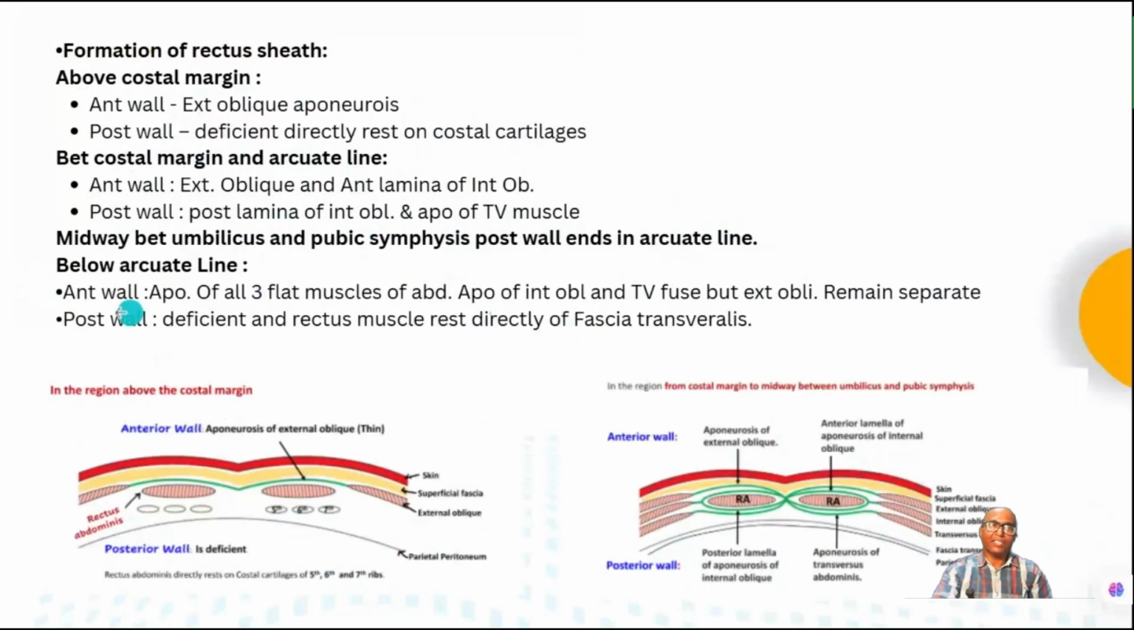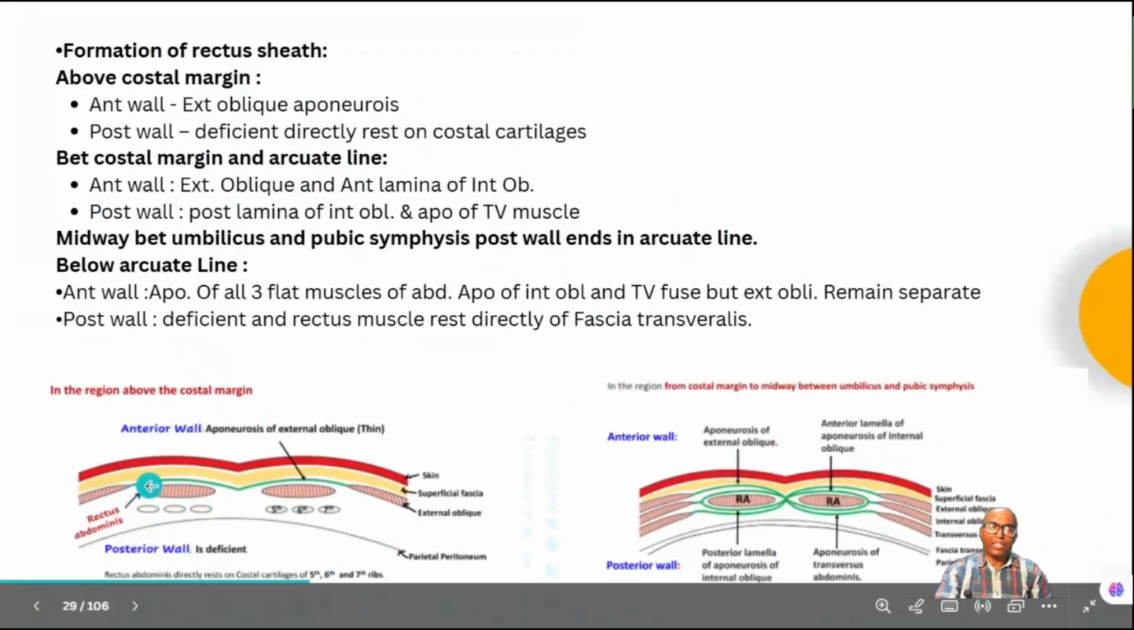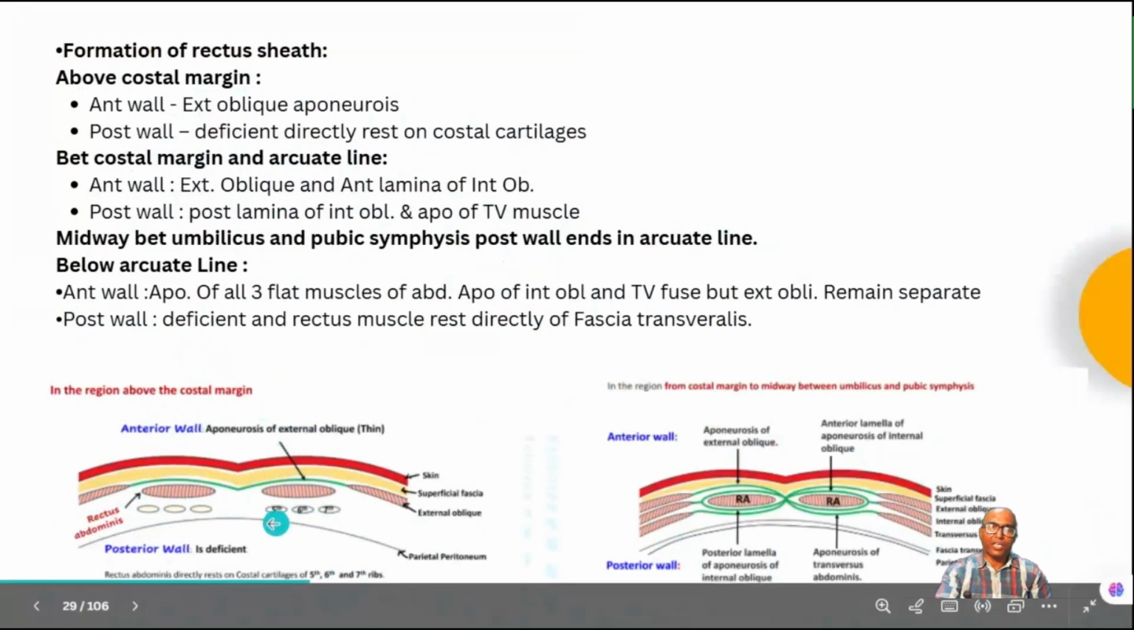Okay, below the arcuate line you have the anterior wall, aponeurosis of all three flat muscles of the anterior abdominal wall. Okay, but external oblique remains separate. Okay, then posterior wall is deficient and rectus muscle rests directly on the fascia transversalis. Okay, in the region above the costal margin, this is only the external oblique aponeurosis. Okay, and posteriorly you have fifth, sixth, and seventh costal cartilage. So this muscle is directly resting on these particular costal cartilages, and the posterior wall is deficient.